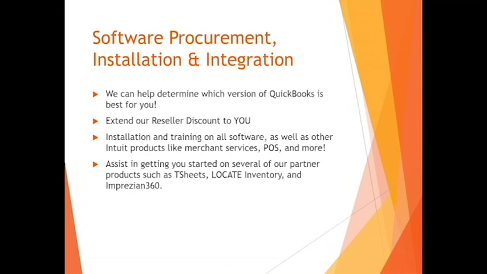We have a lot of different partner products that we work with, like T-Sheets and Locate Inventory and Impressian 360, that we've gone through all of their trainings and gotten certified. And so we really are kind of an extension of their teams as well. So if you're working on something and a pain point comes up about time tracking, we're like, oh my gosh, T-Sheets is exactly where you need to be. And so we'll make that connection for you. So there's a lot of different products that we work with that we can help guide you in the right direction to set you up for success.